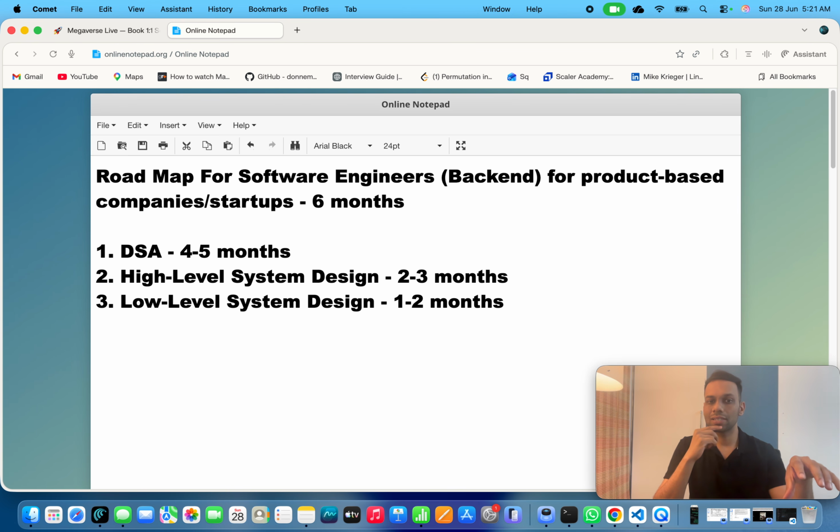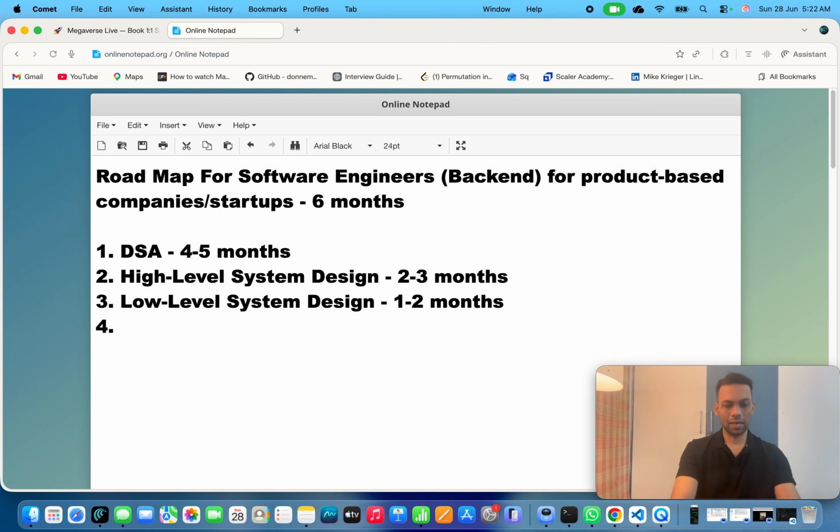And in low level system design, suppose you are writing a user service, then what design patterns you are using, what type of databases you are using, how you are designing the database schema, how the data flow is happening, and how your layering is happening, like data layer to business layer to presentation layer. Those kinds of things are gonna be covered in your low level system design. So this is the third topic we need to focus on, and again you can take 1 or 2 months.